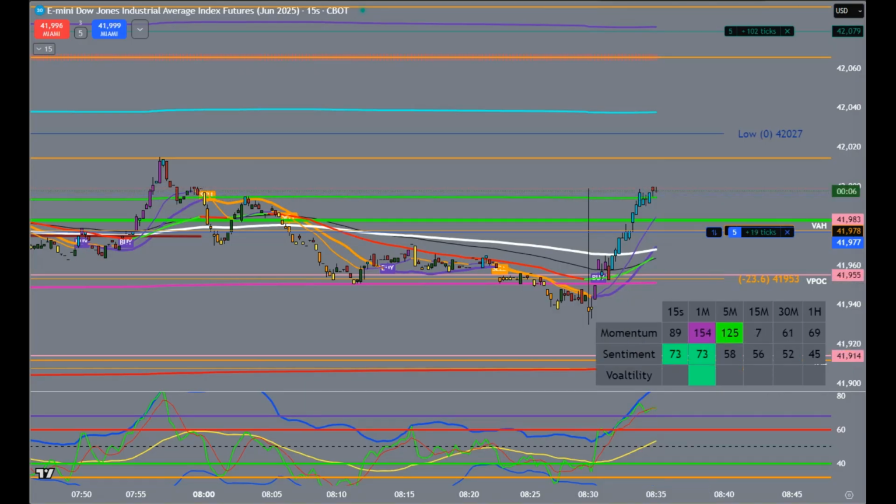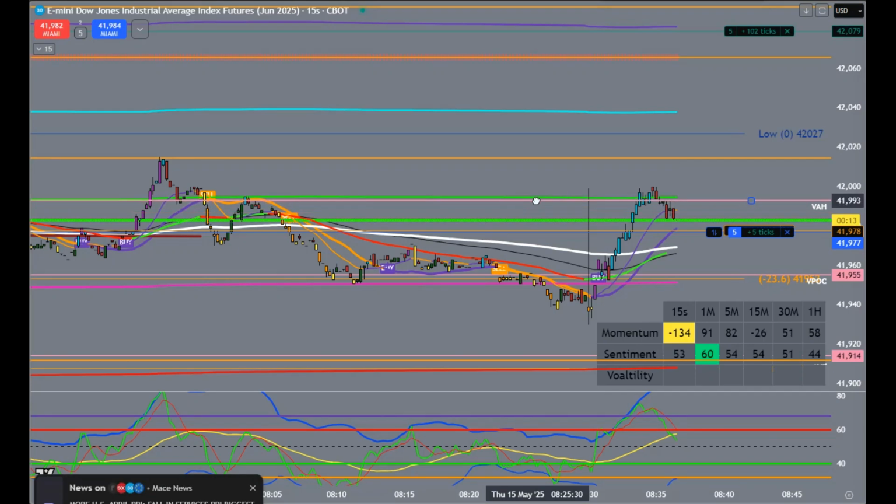Now we have only short time frame data. So short time frame data trades are not going to run very far. Let's get in this trade and see what happens.